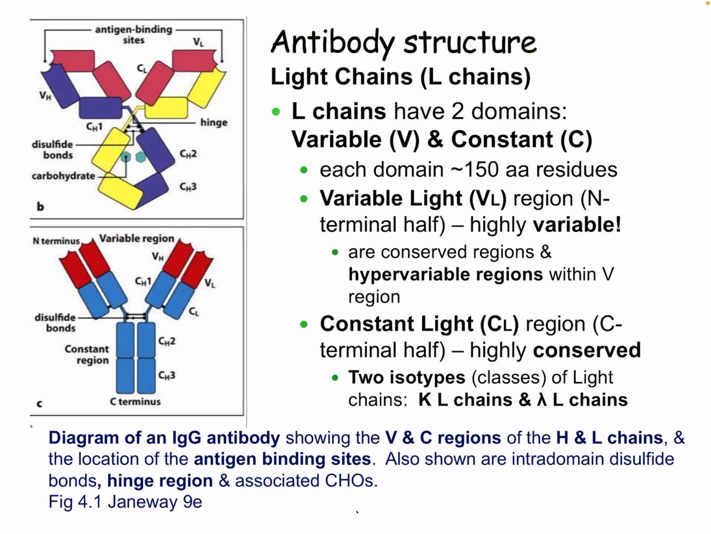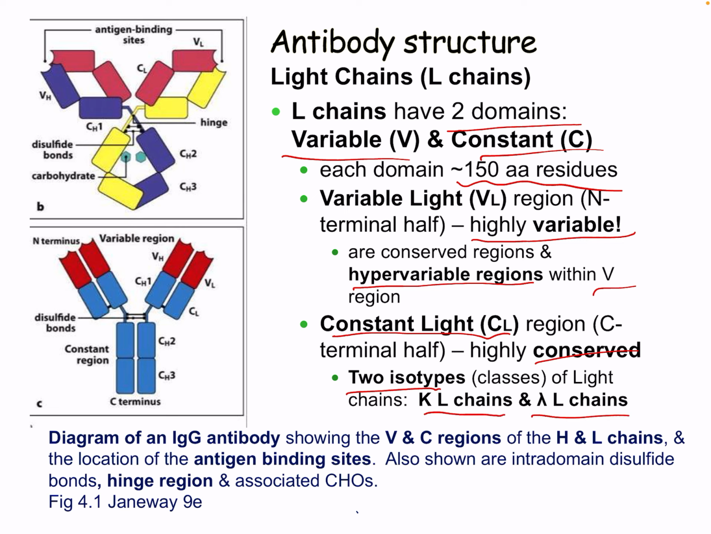So the light chains have two domains, the variable and constant, which we talked about in our diversity. Each domain is approximately 150 amino acid residues. We also have a variable light chain, which is the N-terminal half, which is highly variable. There are conserved regions and hypervariable regions within the variable region. We have our constant light chain, or CL, which is the C-terminus half. These are highly conserved, and there are two isotypes or classes. As we discussed, there are the kappa light chains and the lambda light chains.